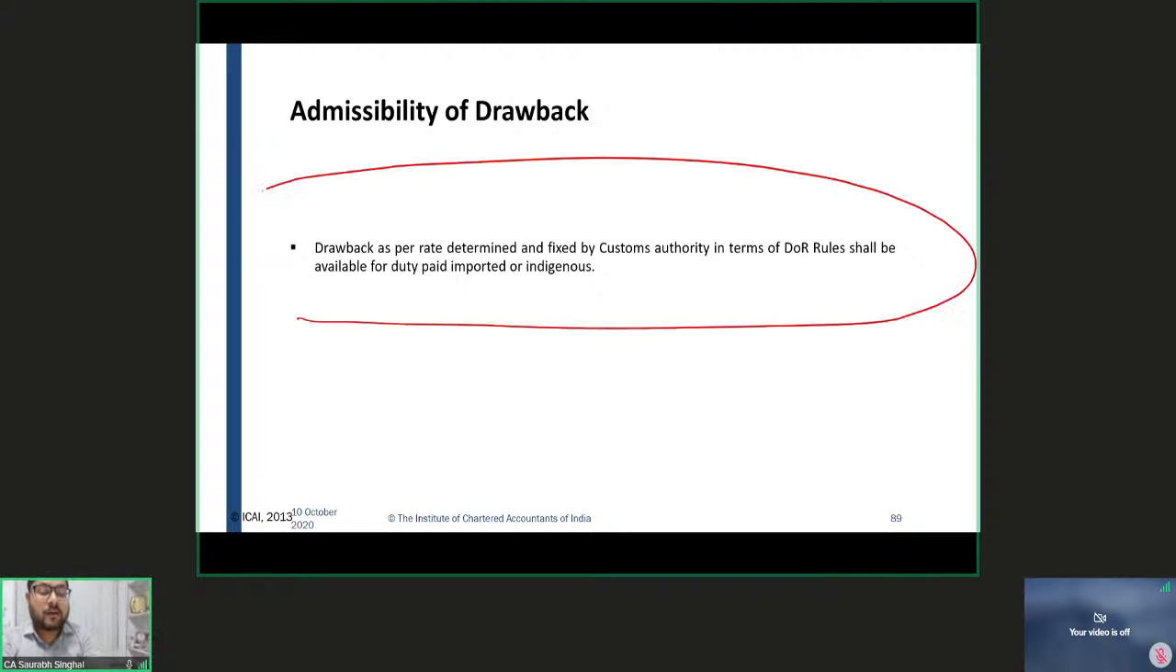Drawback shall be available. Why shall drawback be available? Because you have imported inputs without payment of duty, or without taking any exemption. When you imported inputs for DFIA, you have not claimed any exemption. The person to whom you will sell this DFIA certificate will claim the exemption. You have not, so therefore you will be eligible for proper drawback.